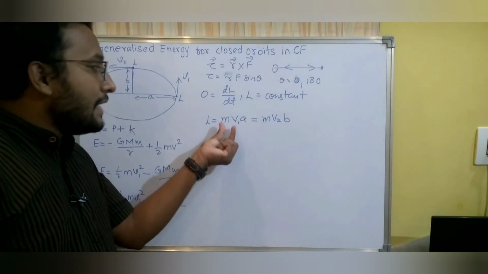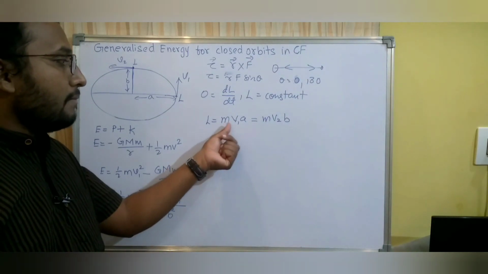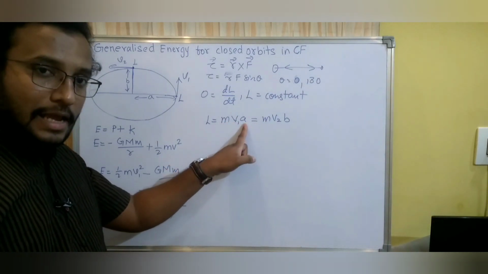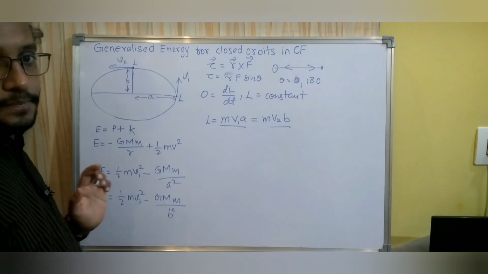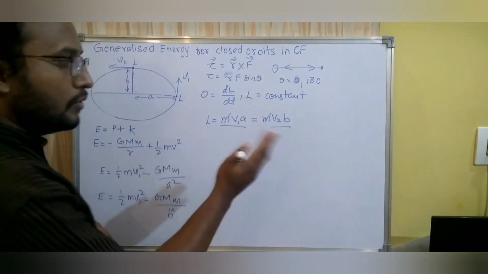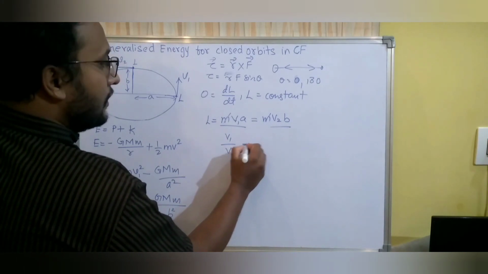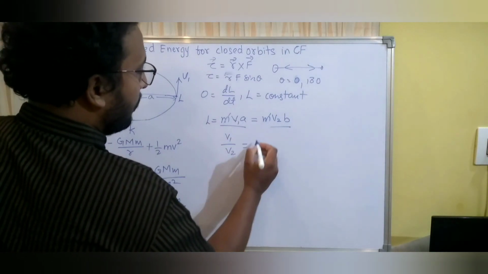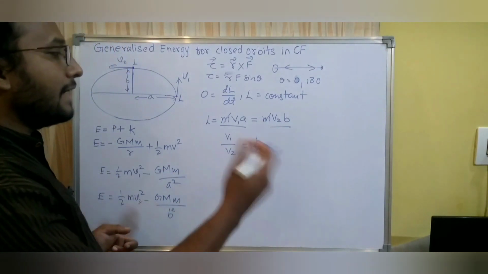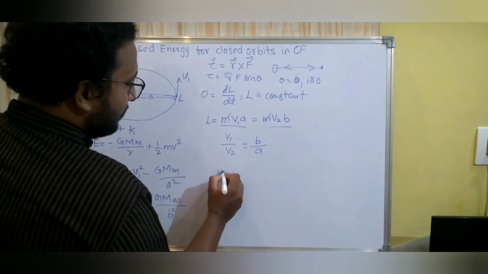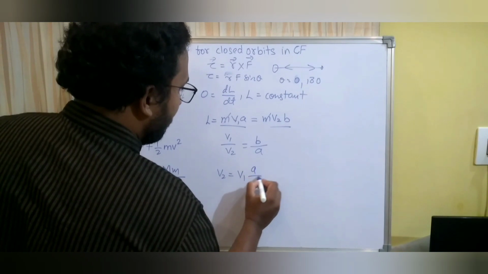So this linear momentum times the distance gives us the angular momentum. That is why I am writing m into v1 as the linear momentum multiplied by the distance a. So the angular momentum at this position is equal to the angular momentum at this position. You can cancel m on both sides of this equation. So you will get v1 by v2 equal to b by a, or you can express either v1 or v2. I take v2 itself. So v2 comes out to be v1 times a by b.